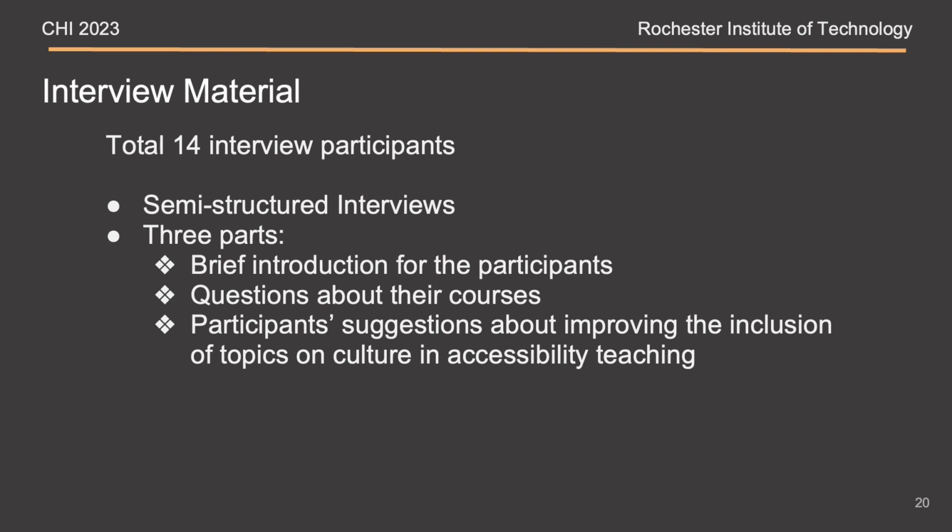We had 14 interview participants, and our interviews were semi-structured, in 3 parts. We had an introduction with each participant in the first part. In the second part, we asked questions about their courses and the topics on culture in their courses. And finally, we asked for students' insights about the incorporation of topics on culture in accessibility and their suggestions for improving that.